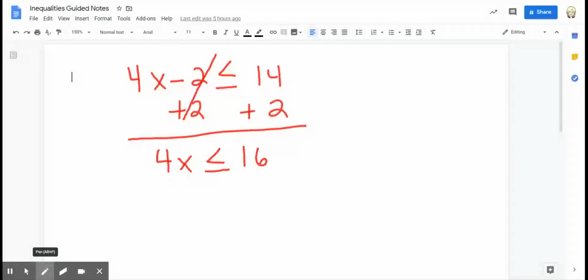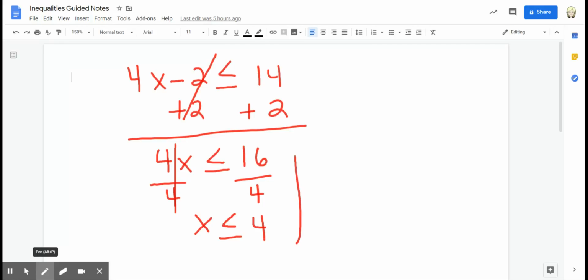Finally, the opposite of multiplying by 4 is dividing by 4. Whatever you do on that side, you do on the other. This cancels, leaving you x is less than or equal to 4. The one thing I do want to concentrate on is there are two ways to write your answers. Your solution can be x is less than or equal to 4, or you can write it 4 is greater than or equal to x.